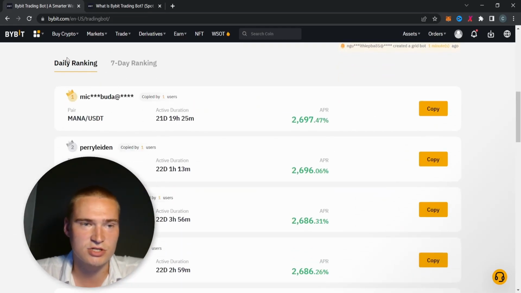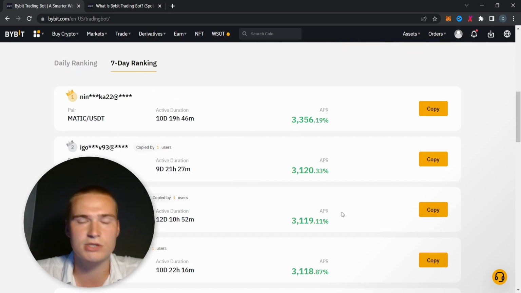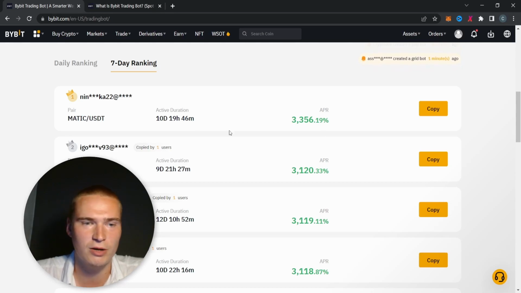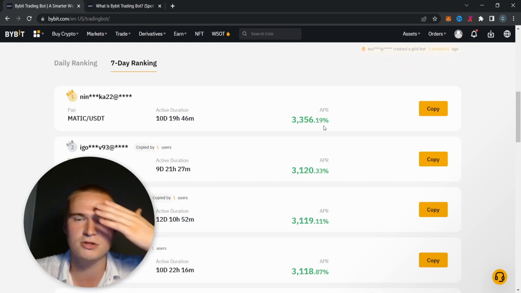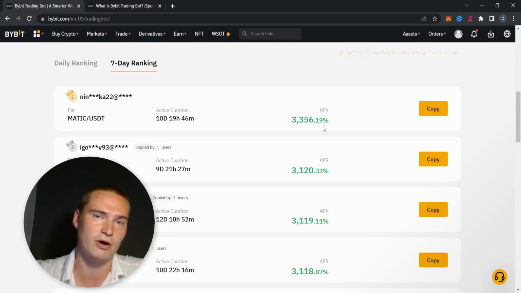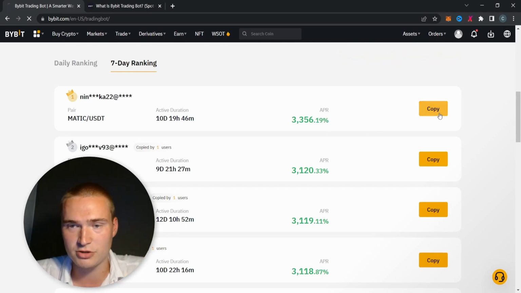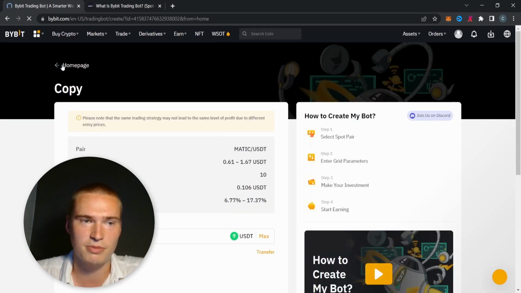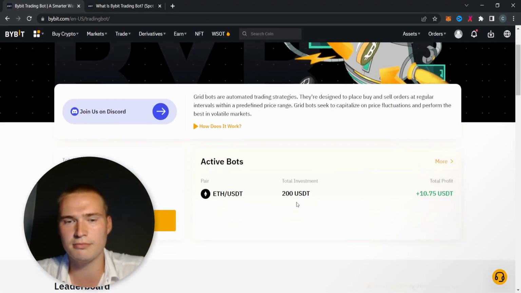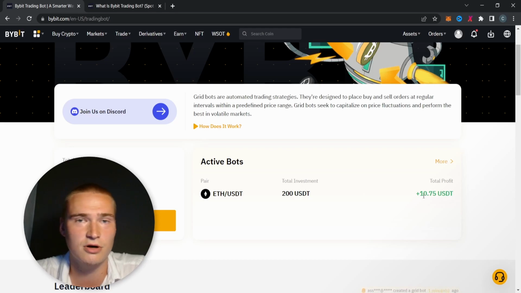And here you can also see some from the daily and the 7-day ranking, what some bots are doing. As you can see, some cryptos that perform really well, the bots tend to perform well too. That's basically because if Matic, for example, goes up, it allows the bot to sell high where it first bought in low. So you can also copy that if you want to, but be careful with that. I think it's better to create your own one. So yeah, as I said, I think it's a good way to earn passive income.